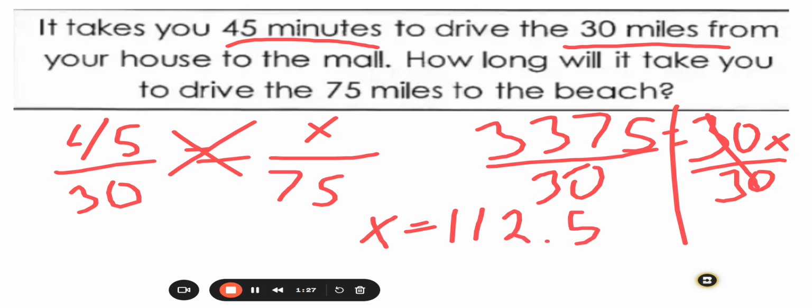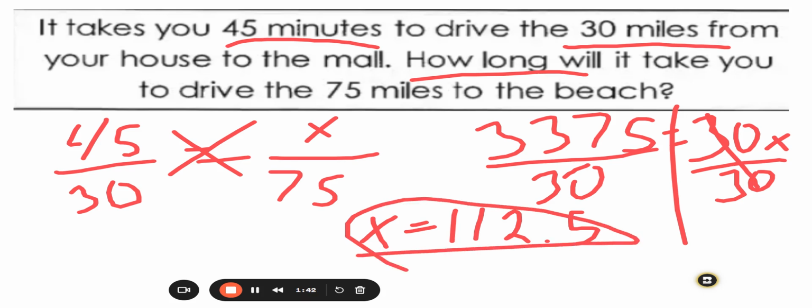112.5. So this represents how long it will take to get to the beach, right? If the beach is 75 miles away. So I have 112 and a half minutes is what it'll take to get to the beach. All right, let's go on to the next one.